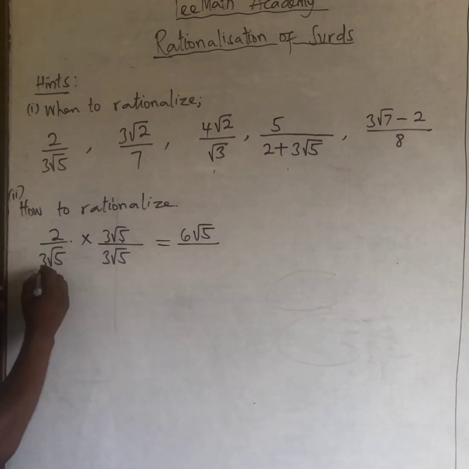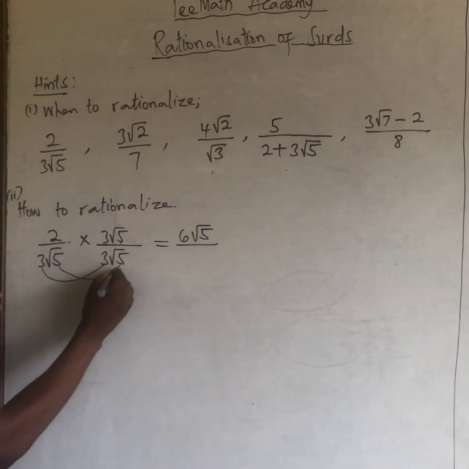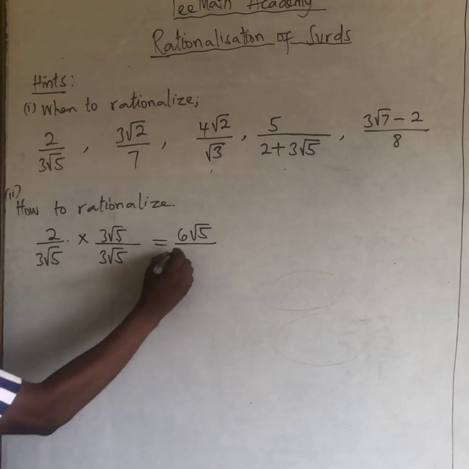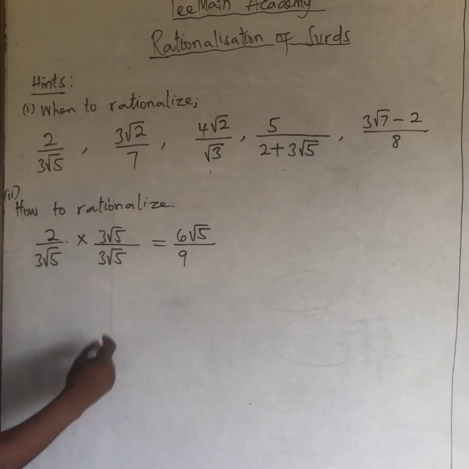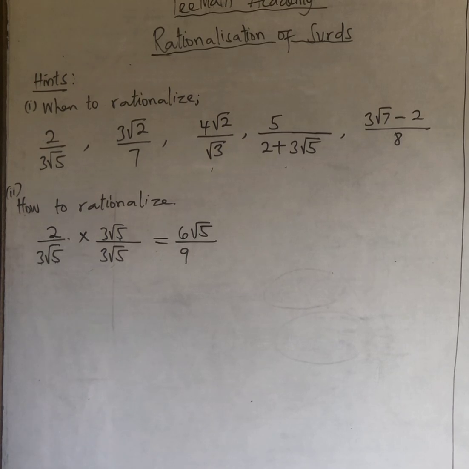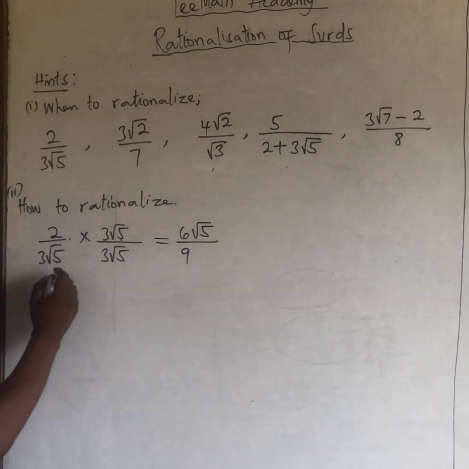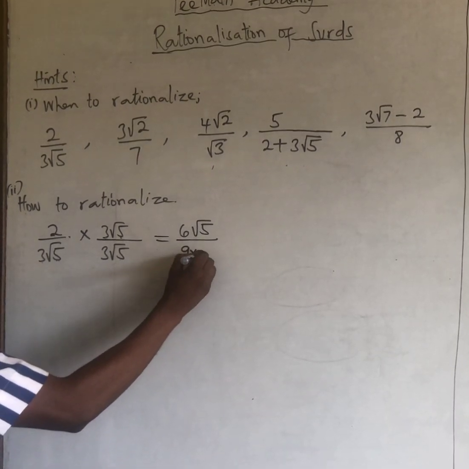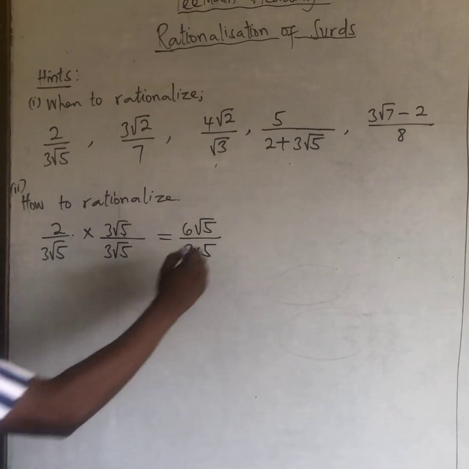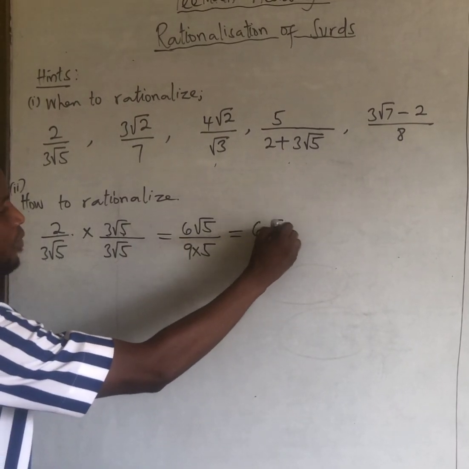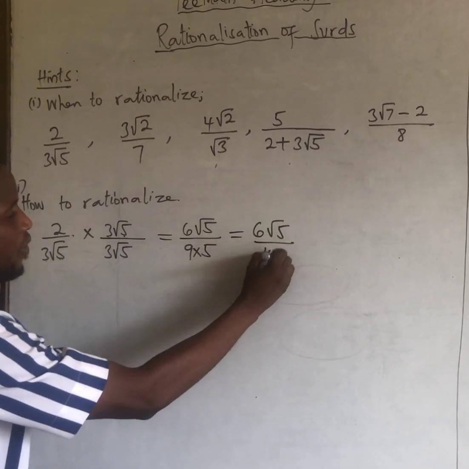Then over this one, we multiply this by this. We have 3 times 3 as 9. Then root 5 times root 5 is root 25, and root 25 will give you 5. So don't just say 95. That will be 9 times 5. Alright. Then here we have 6 root 5 over 45.